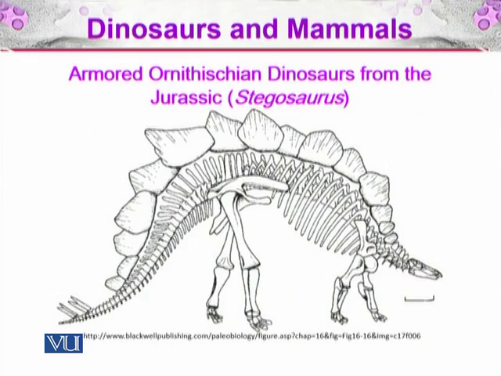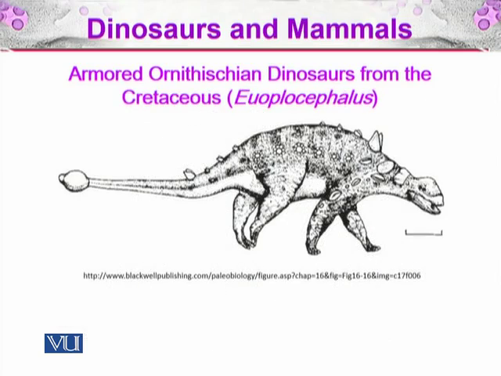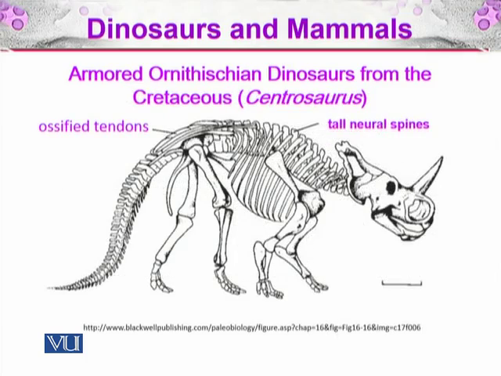Here you can see the armored Ornithischian dinosaur from the Jurassic, Stegosaurus, and you can see the plates on its back. The next one is the armored Ornithischian dinosaur from the Cretaceous, Euoplocephalus. It has a particular type of skull, and also some very small and large plates on its spine. And the third one is the armored Ornithischian dinosaur from the Cretaceous, Centrosaurus. Here you can see that it has ossified tendons on its hip joint.